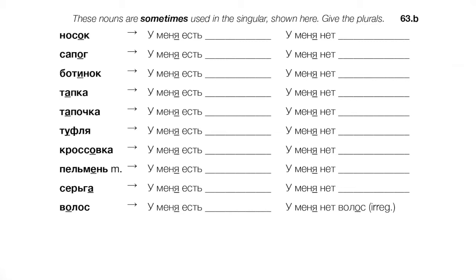Кроссовка is an athletic shoe. У меня есть кроссовки, у меня нет кроссовок, right? Feminine, zero ending, mobile vowel. Пельмень, right? That is a single пельмень, I guess. Right? Hopefully you have more than one, right? You have a plate full of them. У меня есть пельмени. Right? It's like Russian ravioli if you don't know what пельмени are.